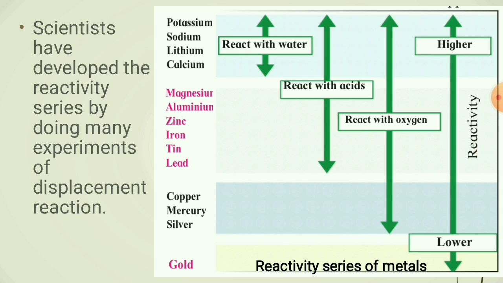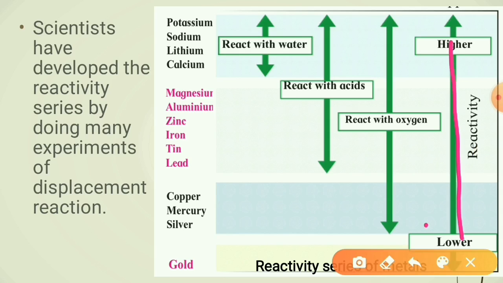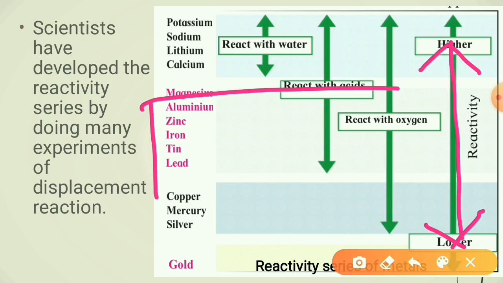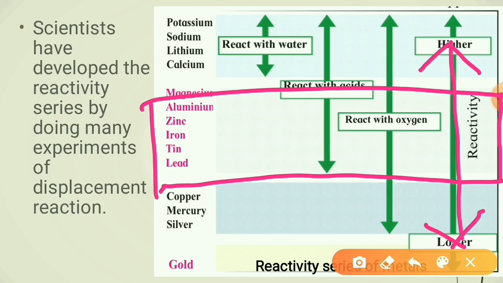So you can see as you go down, the reactivity goes on decreasing, and as you go up, the reactivity goes on increasing. The metals which lie in between are moderately reactive metals, the metals at the top are highly reactive, and the metals below that are less reactive.